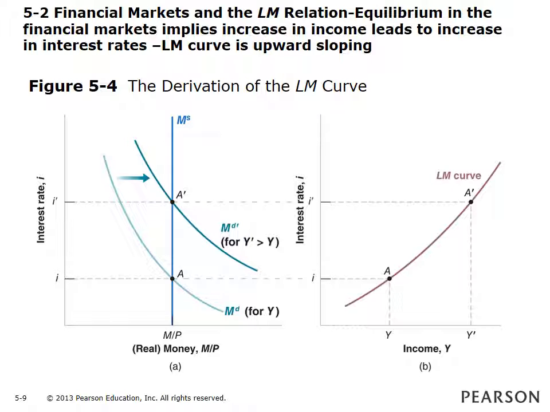To get point A prime on diagram B, we start by allowing an increase in income from Y to Y prime. This causes the money demand curve to shift to the right in graph A and causes the equilibrium interest rate to increase to i prime. When this combination of higher income Y prime and i prime is plotted on diagram B, it translates to point A prime. The LM curve is upward sloping, showing higher economic activity puts upward pressure on interest rates.